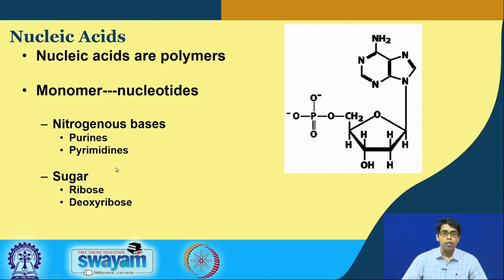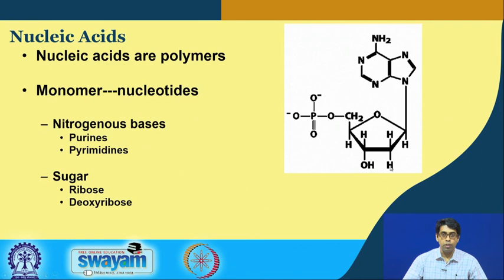Then the second component is the sugar moiety. This ring like structure is the sugar moiety. Depending on whether this is a DNA or a RNA, the sugar is deoxyribose or ribose. The difference between these two sugars is in this carbon. This sugar molecule has 5 carbons. This is 1, this is 2, this is 3, this is 4, and this is 5. At the second position, you will see that both are hydrogen atoms. So, this is deoxyribose. In case of ribose, this H, which is at the bottom, is OH. So, that is the ribose sugar, and when this oxygen is removed, it becomes deoxyribose.